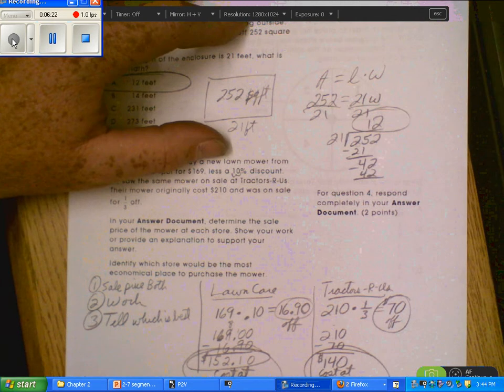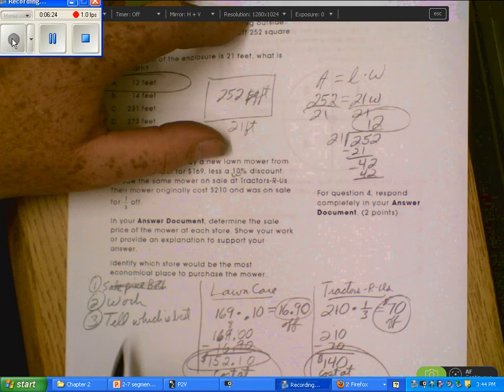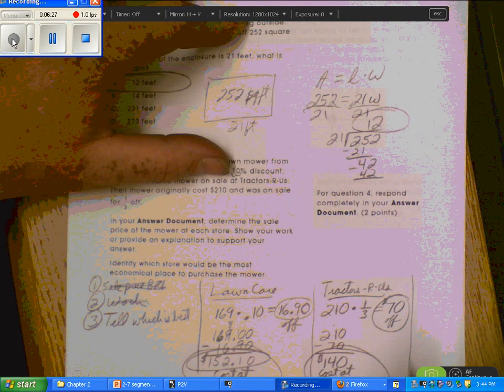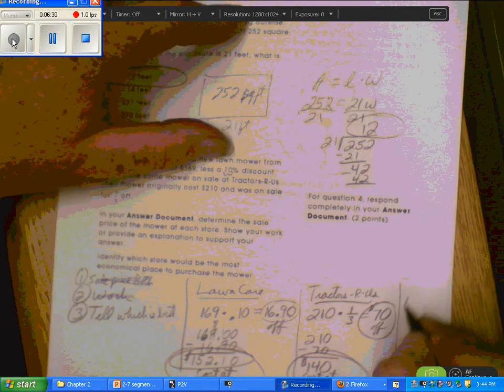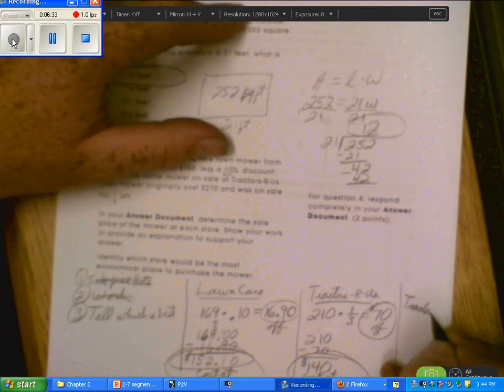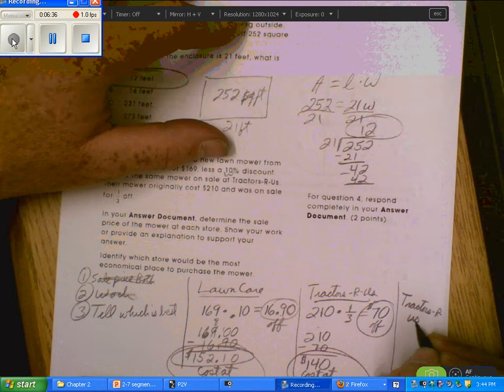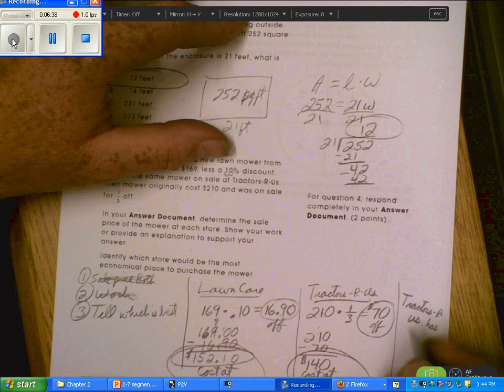So we've got our two sale prices, we've shown our work. Now we just need to tell which one's got the better price. Tractors R Us has the better price.